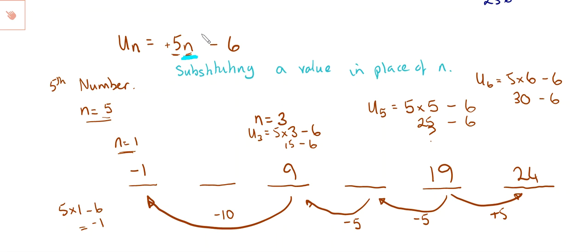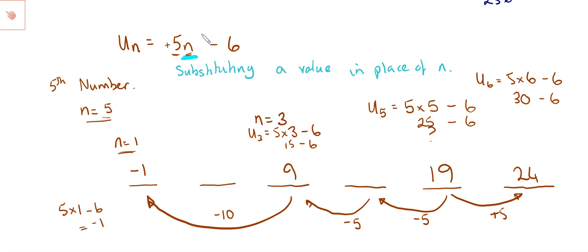So let me read it to you. What this says is, if you would like to know a term in the following sequence, what you have to do is choose a term number, alright? You take that number and multiply it by 5. Then you have to subtract 6. The answer is the number in the sequence. Does that make sense? Yeah.